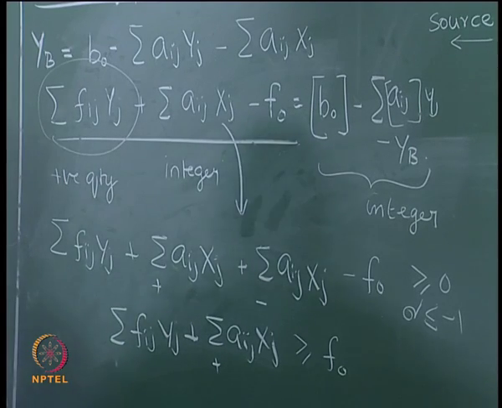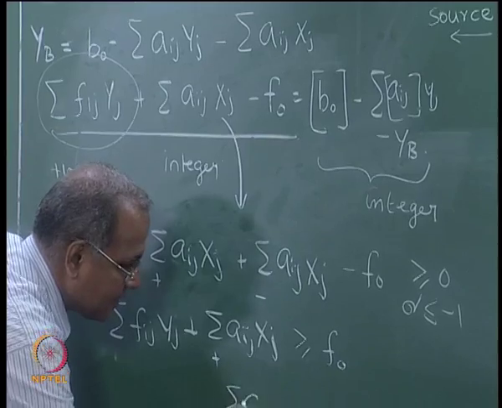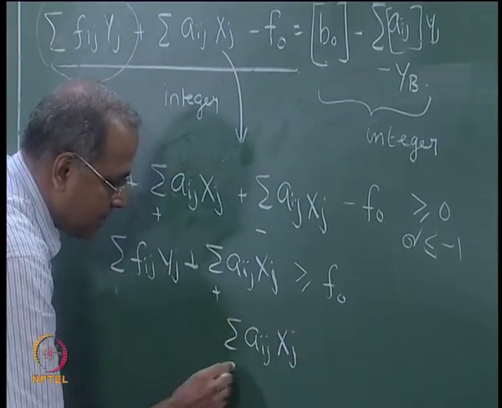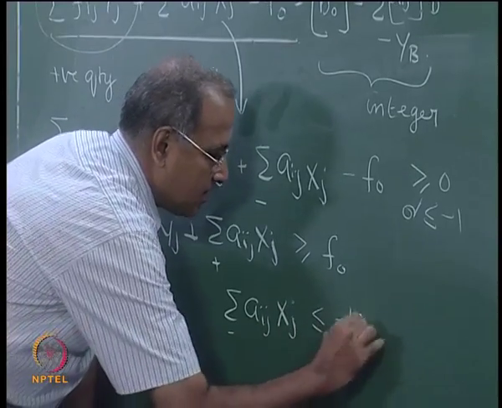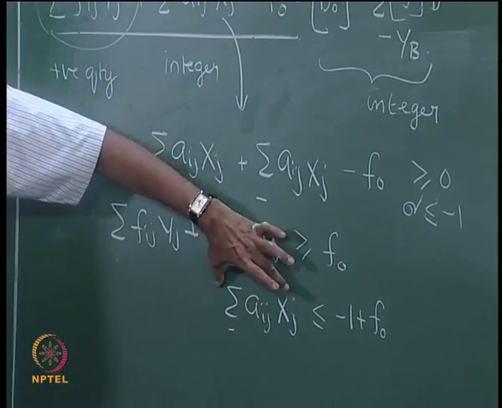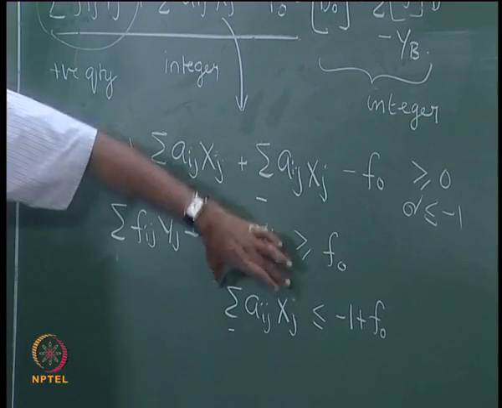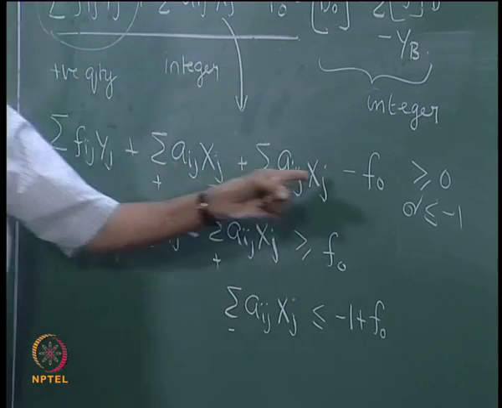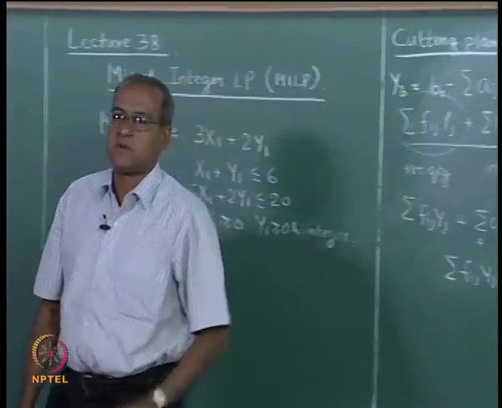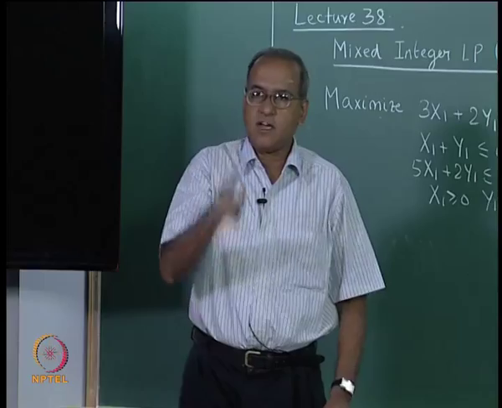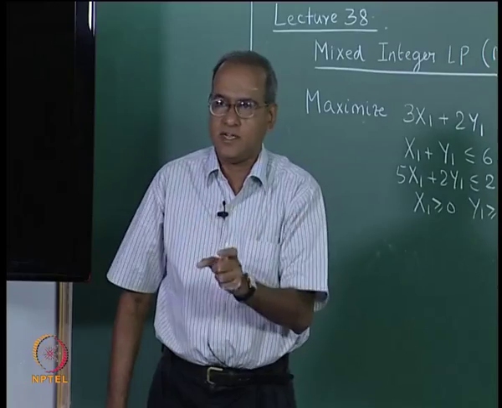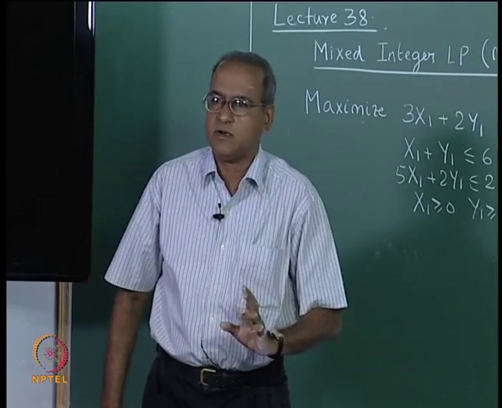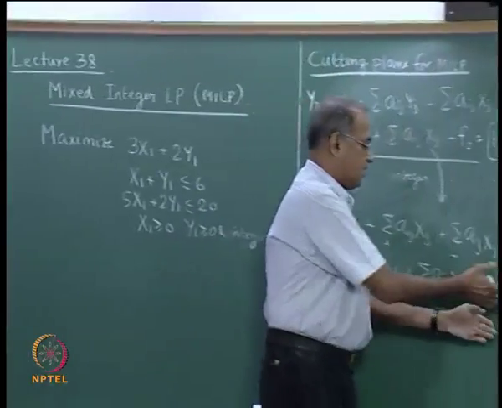The other one can be written as sigma Aij Xj with minus should be less than or equal to minus 1 plus F naught, because this is a negative quantity. So take this F naught to the other side, you can write this as less than or equal to minus 1 plus F naught. F naught is always a positive fraction less than 1. So minus 1 plus F naught is a negative quantity, a negative fraction less than 1. So the negative part of this should be less than or equal to minus 1 plus F naught.